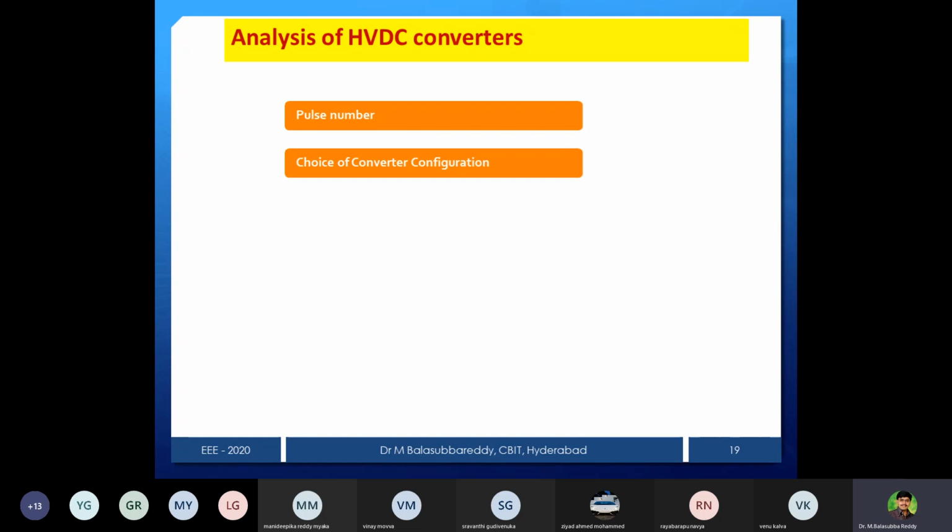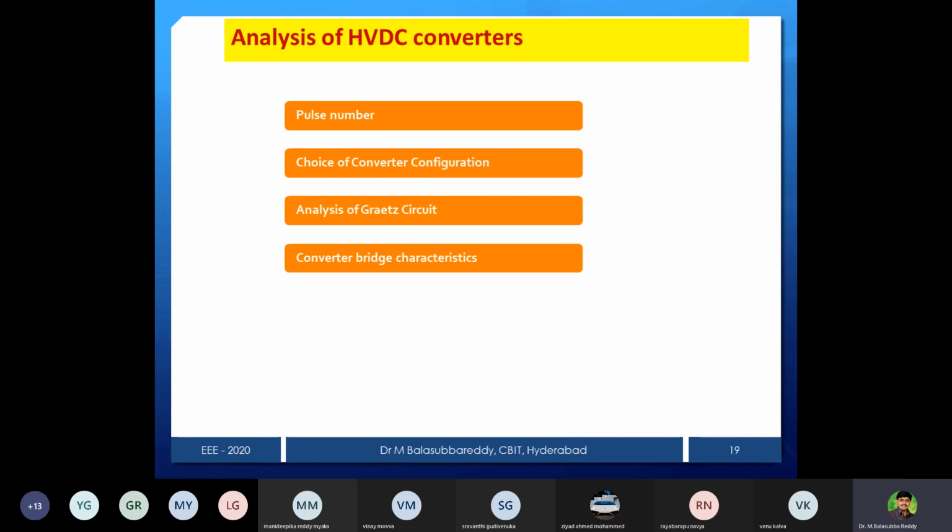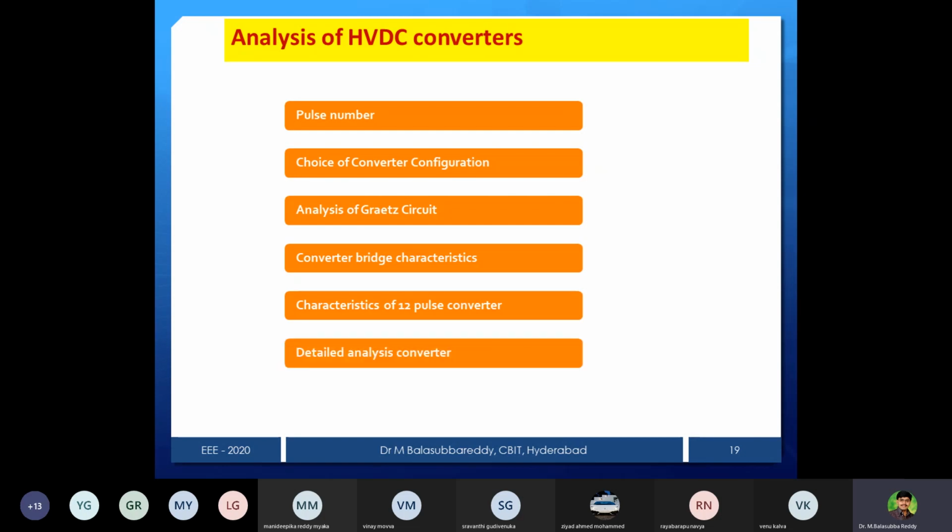If you apply the previous ones, we notice some drawbacks and some advantages. In that case, what is the better configuration? For that, we need to see the procedure to find it. Another is the choice of configuration, and another is the analysis of the grid circuit, that is the 6 pulse and 12 pulse converter, and the converter bridge characteristics. These are all the things we will discuss. Now we'll start with the pulse number.